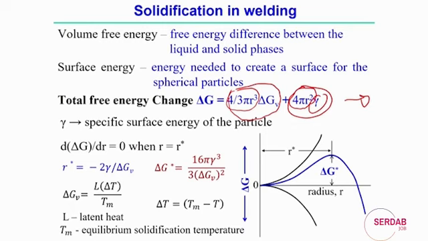Now, this free energy change can be represented graphically. If you look at the graph, one component is the representation of the volume free energy change during this change of phase from liquid to solid. We consider it negative, because it represents the difference in energy needed between the liquid and the solid phases. So, it is a negative quantity, and the other, the second component, is the surface energy to create a surface of a spherical particle. This grows positively. Now, the overall total free energy change can be represented like this.